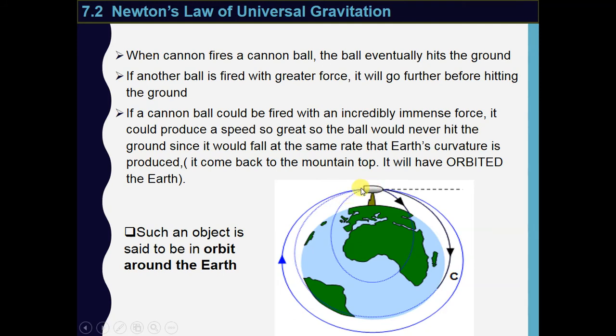So it's actually in free fall, but it will not hit the earth because it enters the sky at the correct speed, at a very high speed, so it will continue moving at the same rate that the curve of the earth is produced. Such an object is said to be in orbit around the earth.